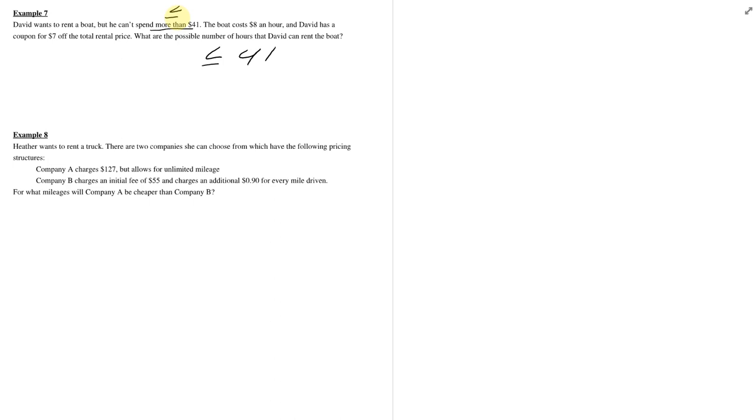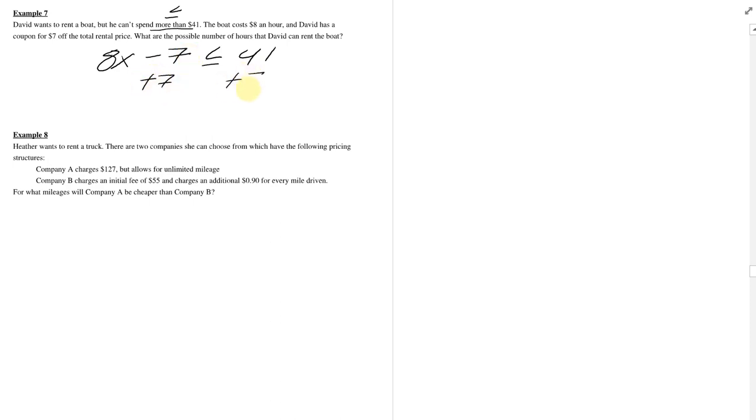Now, the cost of the boat is $8 an hour, but then we also have to take into account that there's a coupon. So I don't know how many hours I can rent the boat for. We're trying to figure that out. But to model $8 per hour, that would be 8x. And then how do I represent the coupon for $7 off? Well, then I would just subtract off 7. And so now here's the actual inequality that I need to solve.